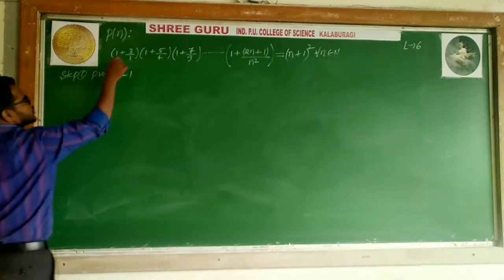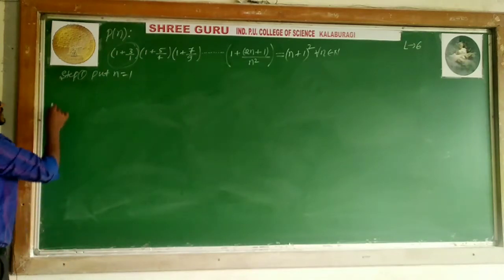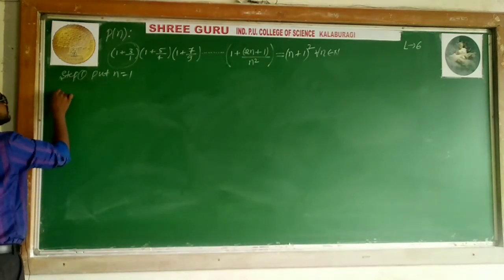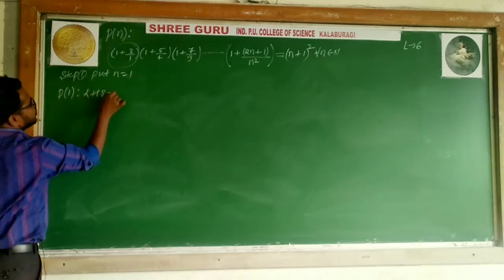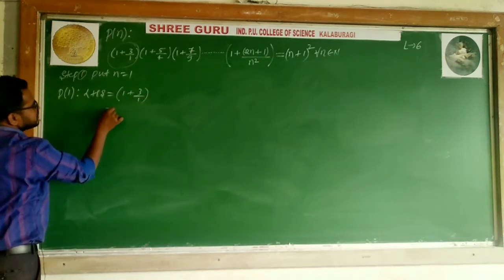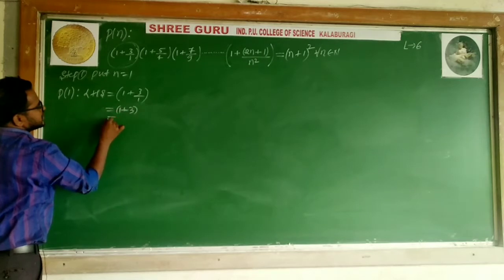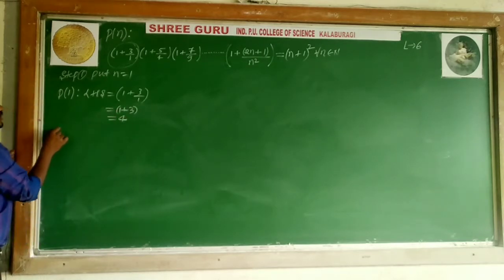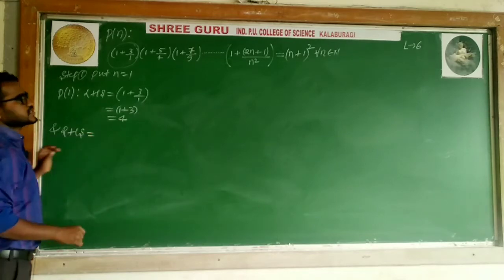When you are taking n is equal to 1, what is the first term? First term is here, the first bracket. I can say LHS is equal to, P of n is 1. What is the LHS? LHS is equal to first bracket 1 plus 3 by 1. What is 1 plus 3 by 1? 1 plus 3 by 1 is 4 only. Yes. What is the LHS? 4.